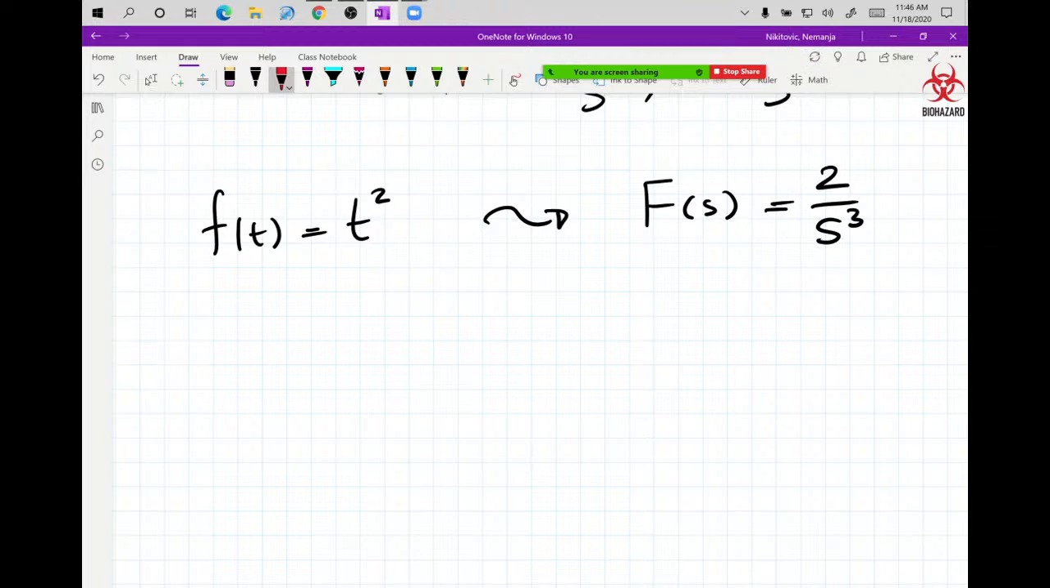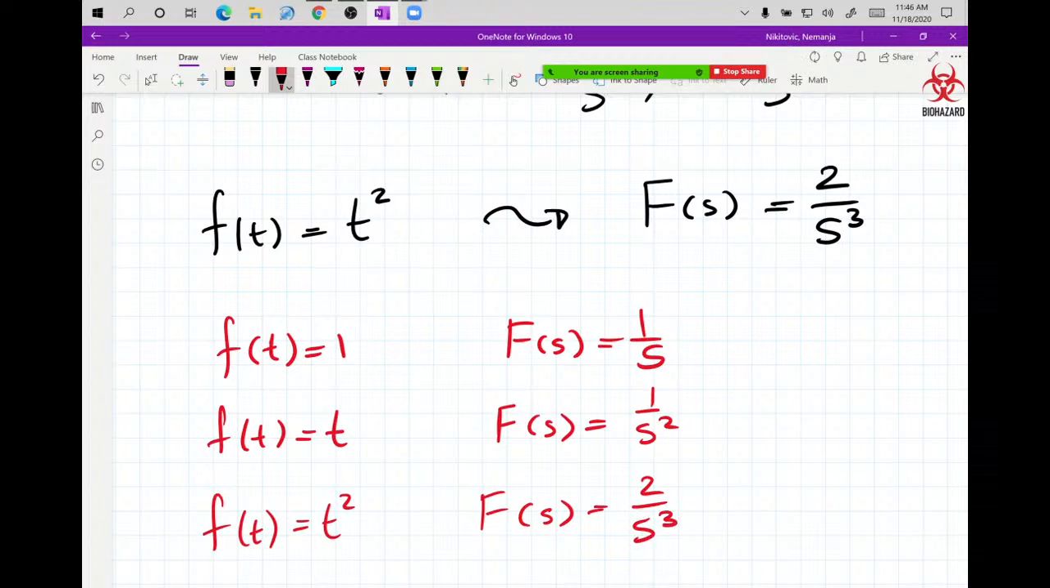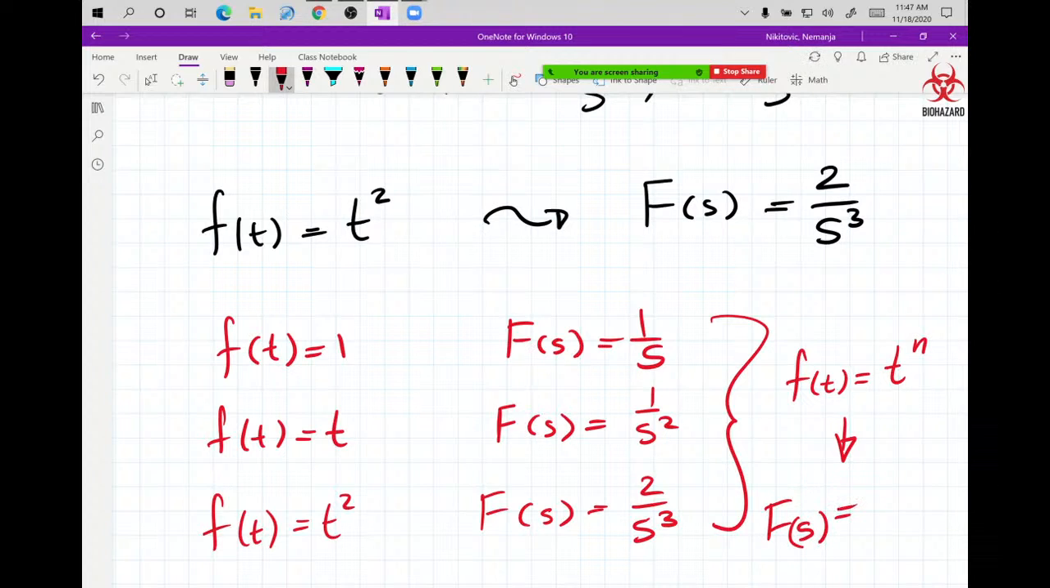There is also a transformation table which says that if f of t is equal to 1, f of s is equal to 1 over s. If f of t is equal to t, then your f of s in a transformation table is 1 over s squared. We just discovered that t squared is going to give us that f of s is 2 over s cubed. Now, when you put all of these into one formula, you get that f of t, being t to some power of n, transforms into f of s equals n factorial over s to the n plus 1.